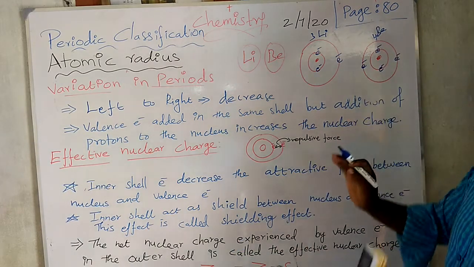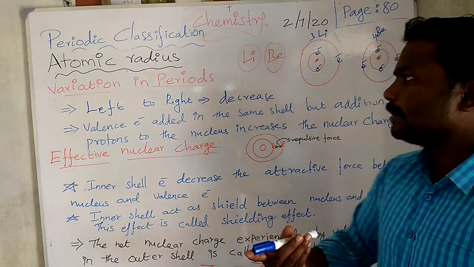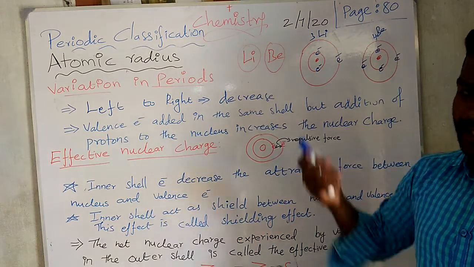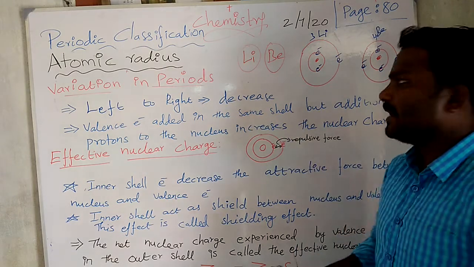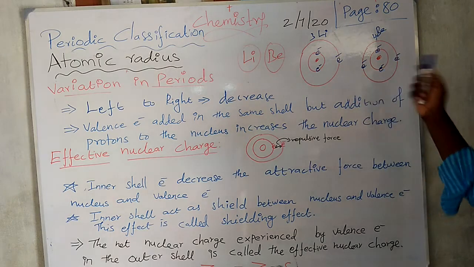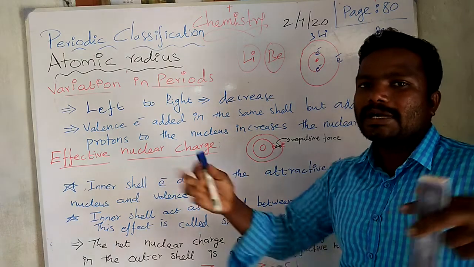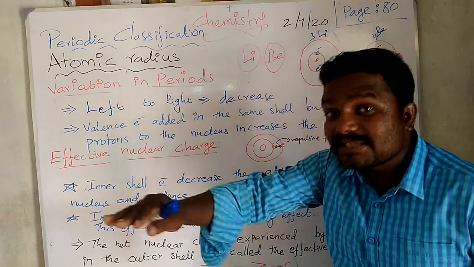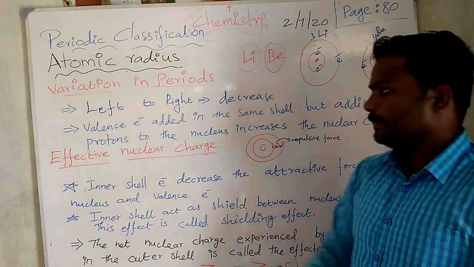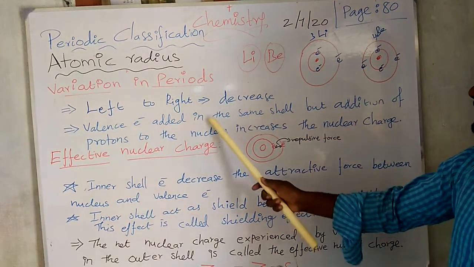Now we draw the same size of atoms. Then you say, sir, you told us that atomic size decreases from left to right. Yes, it will decrease. I drew almost the same size, but if you compare, beryllium will have the smaller size. What is the reason? Why, if you compare 2 elements in the same period, do they not have the same size? Reason, listen: valence electrons are added in the same cell.